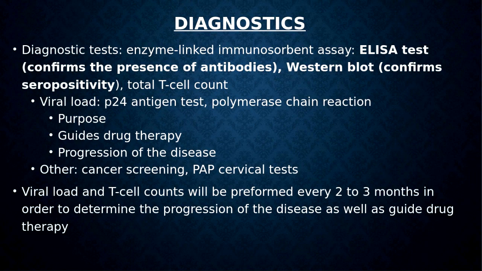So how do we diagnose HIV? You can do the ELISA test, and that just confirms the presence of antibodies. Your Western blot is what confirms HIV. This is your confirmation that you have HIV: a positive Western blot.